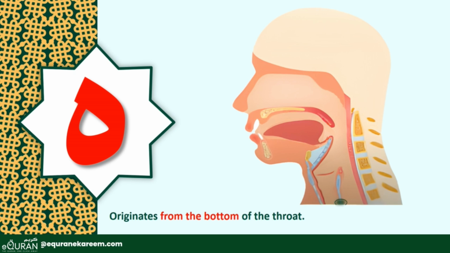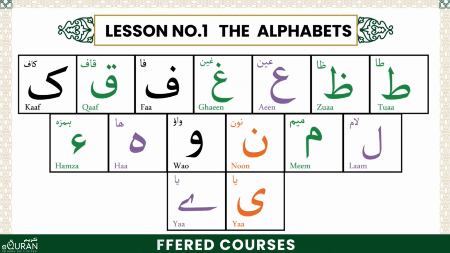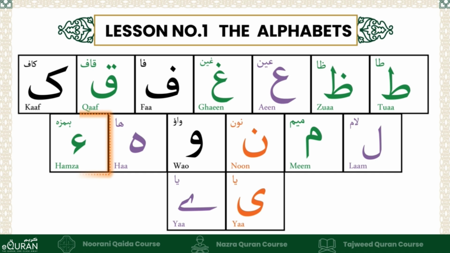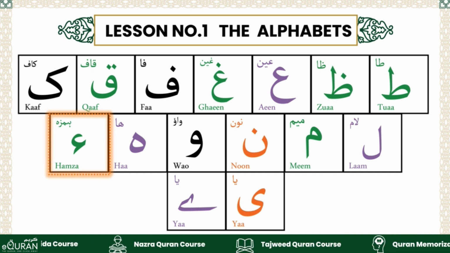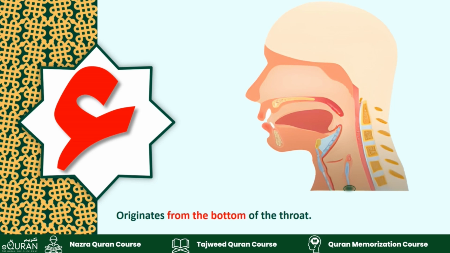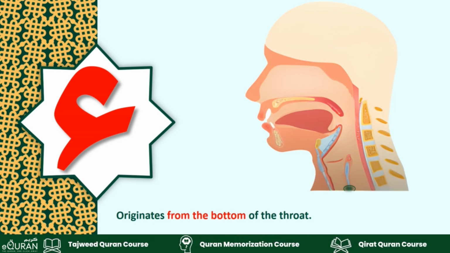Ha, from the bottom of your throat. Ha and next one is hamza. Hamza is also from the throated letters and ha and hamza has same makhraj. Originates from the bottom of the throat.